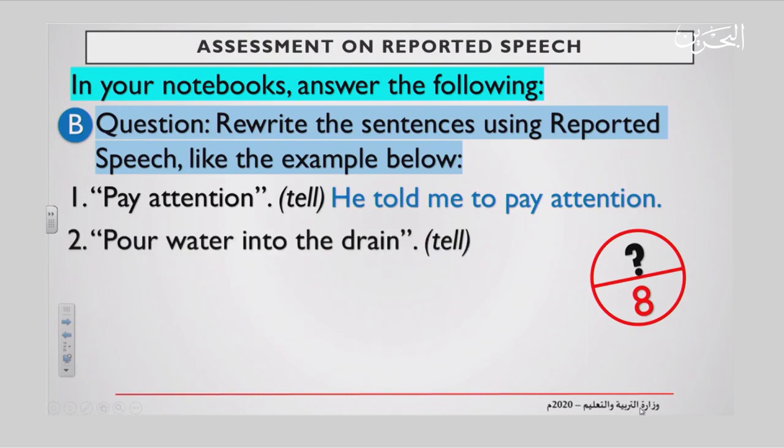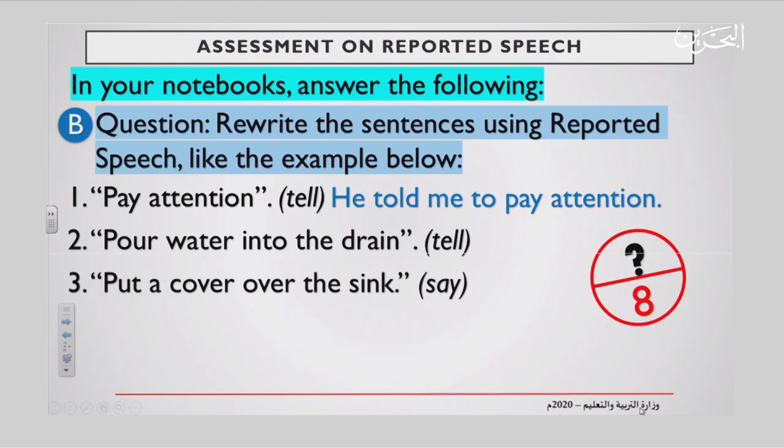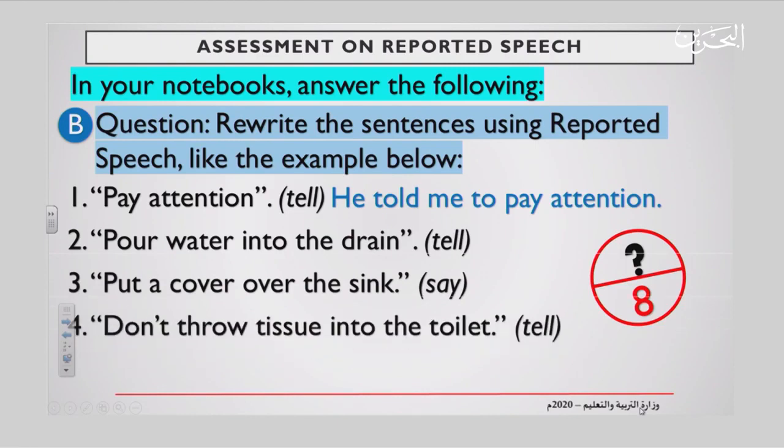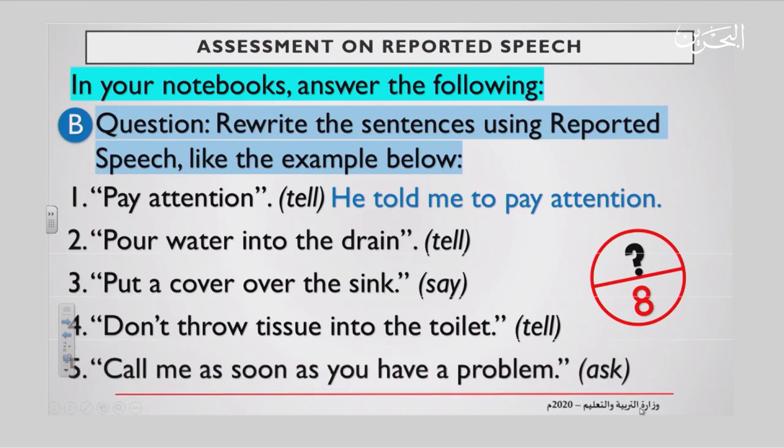Now, look at the examples. Pour water into the drain. You have to use "tell." 3, put a cover over the sink. You have to use "say." 4, don't throw tissue into the toilet. You have to use "tell." Call me as soon as you have a problem. You have to use "ask." You have 3 minutes to answer this.